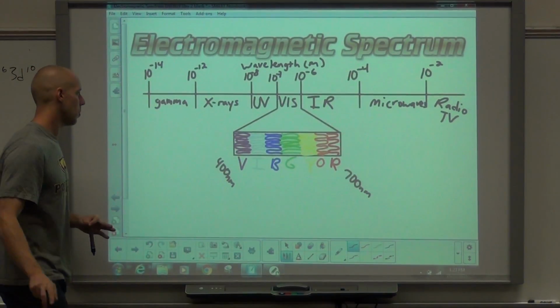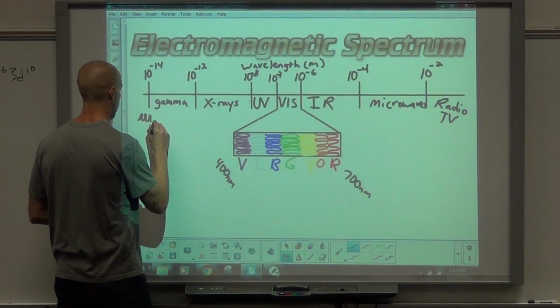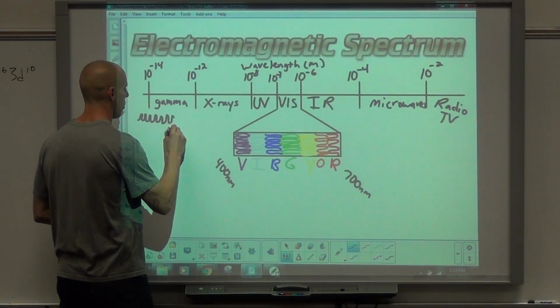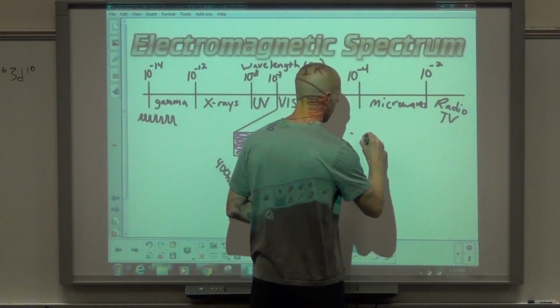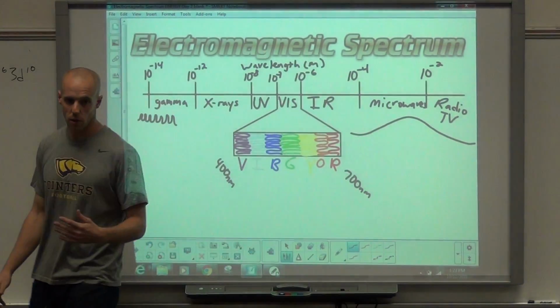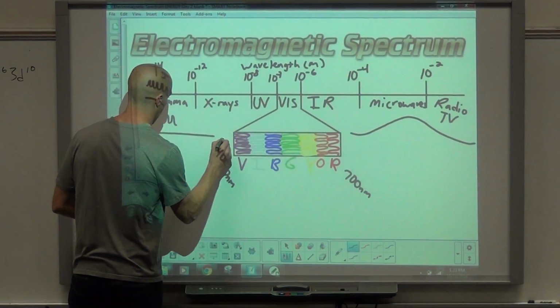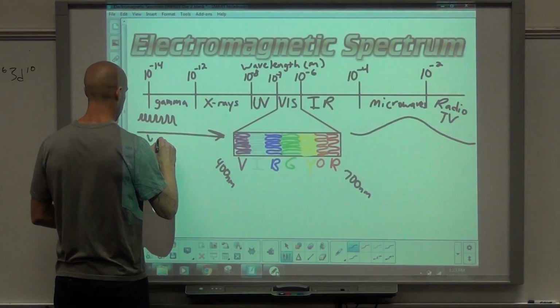When I talk about the size of the waves, guys, we can think about down here, these gamma rays would be waves that are literally like this, very small and close together. When we get to this end, these would be giant, big waves that are this long. To help us conceptualize it a little bit, what I want us to do is draw an arrow pointing to the right, and that's going to be increasing wavelength.